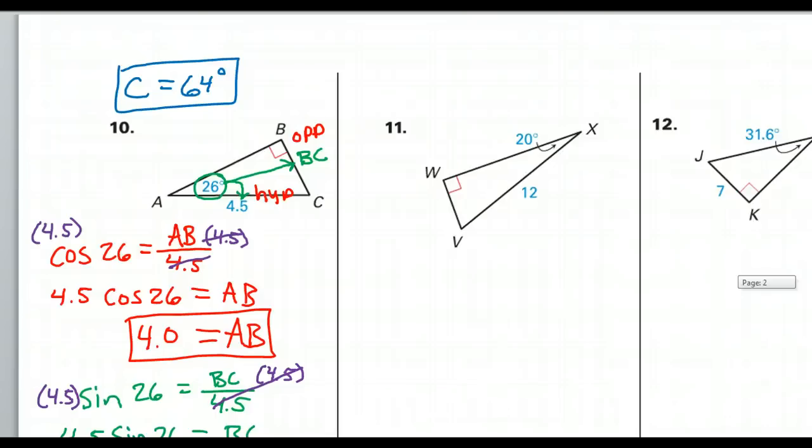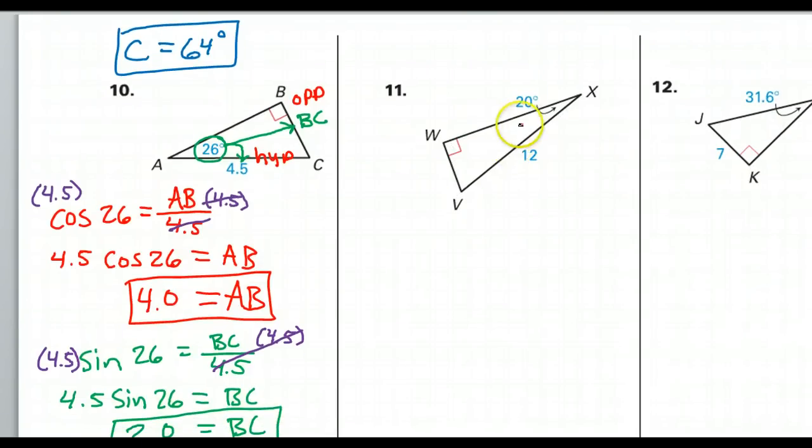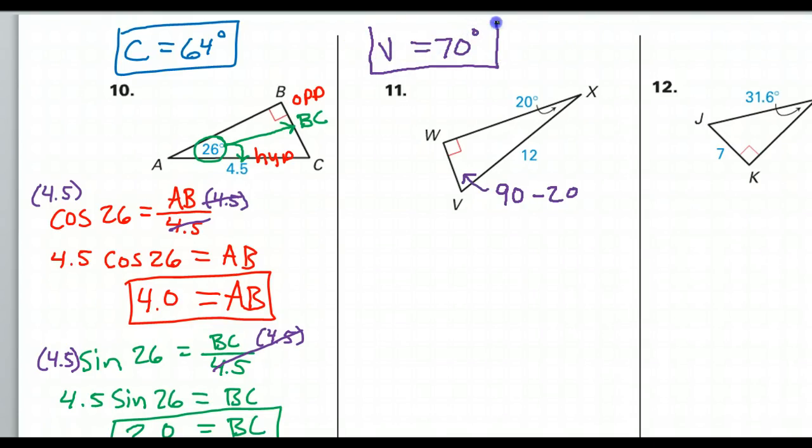Just a few more left. So number 11. Let's do the easy thing first once again. If this is 20, then of course this is going to be 70, because I'm just going to do 90 minus 20. So angle V is equal to 70 degrees. Okay, easy enough. Now let's find one of our sides. I'm going to go for WV first.